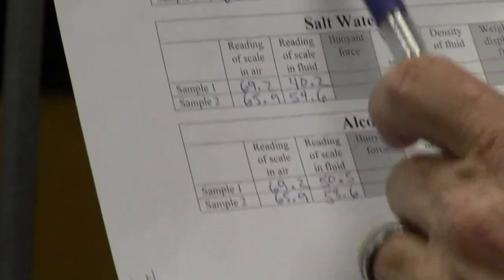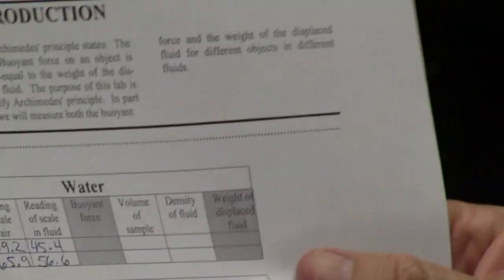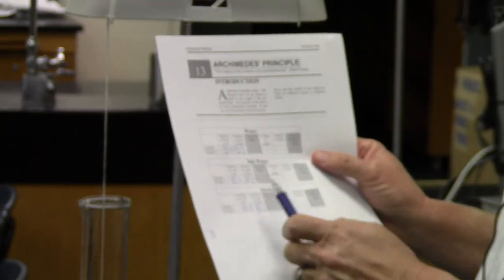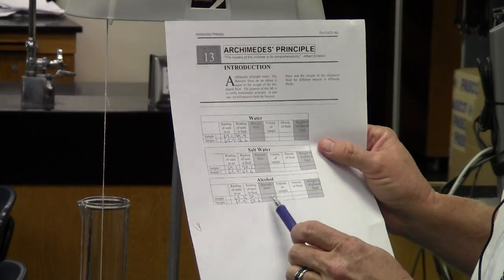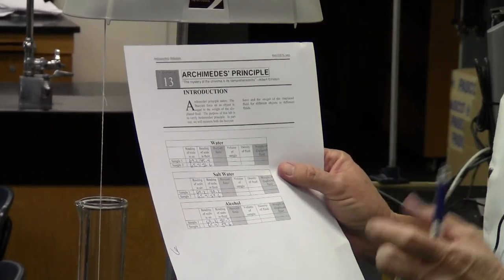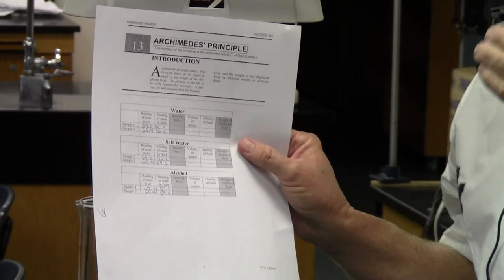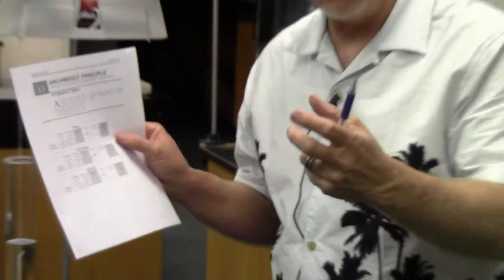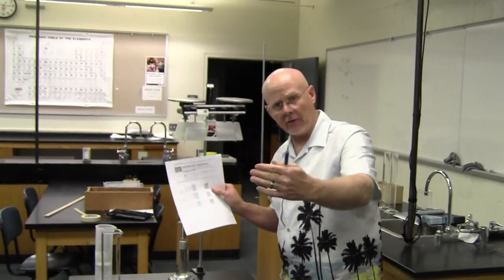All right, so I'll say it again. Your job when the video's done here is to subtract these two and find out the buoyant force. And hopefully you'll see that, just like sample number one, for sample number two the lowest buoyant force will be in the alcohol, and the biggest one will be in the salt water, because Archimedes' principle says that the buoyant force should be equal to the weight of the displaced fluid. So if you can imagine sample one or sample two made out of that fluid, whether it be water, salt water, or alcohol, how much would it weigh? It would be a combination of its volume and the density of that fluid.